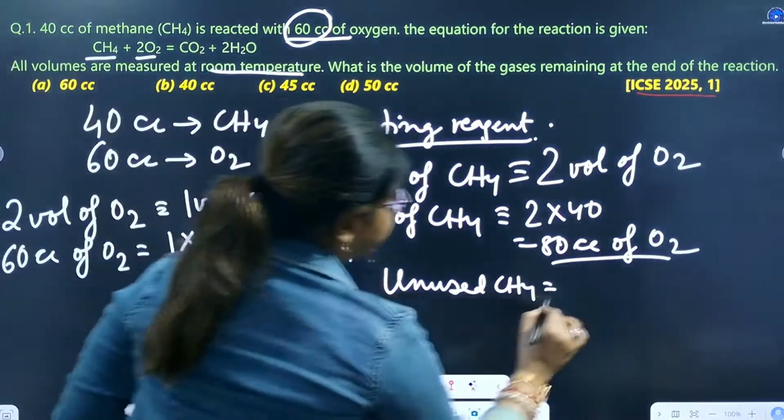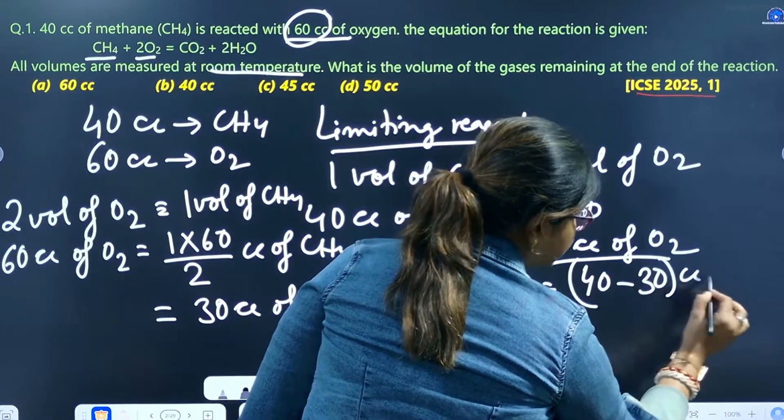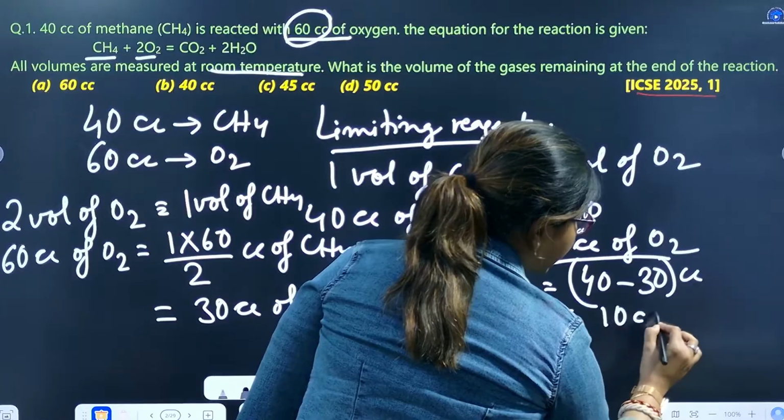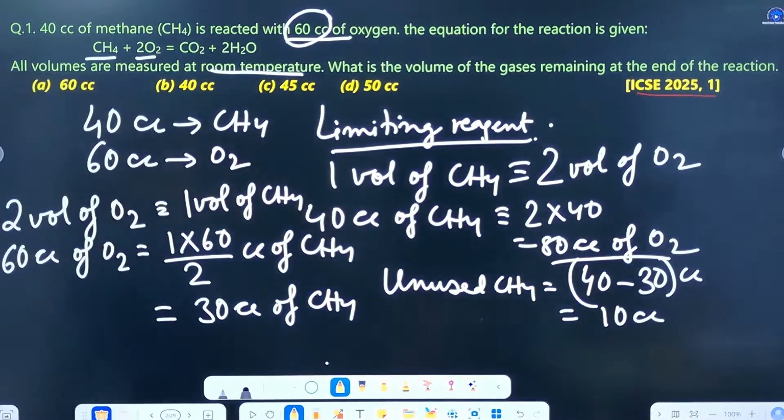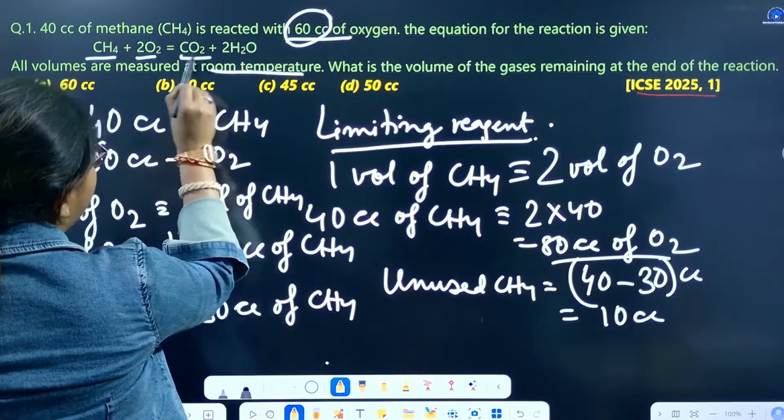So unused methane will be how much? You are given 40 cc. You are using up 30 cc. So my unused methane will be 10 cc. Okay, clear?